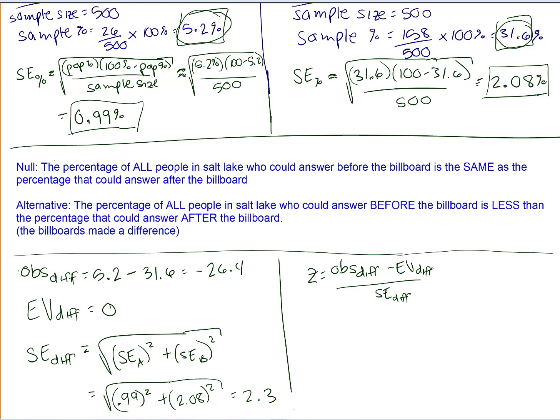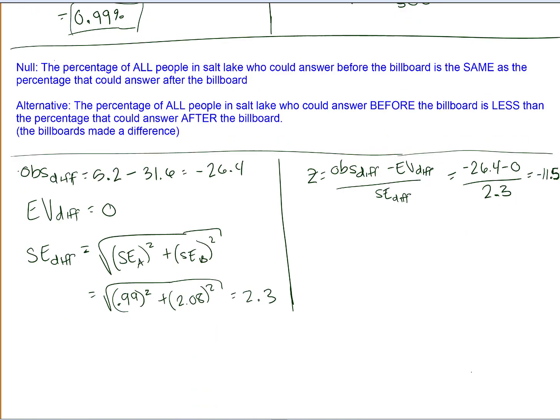Now that I've done all the preliminary work, I can come over to my test statistic of Z. It's equal to my observed difference, so negative 26.4, minus my expected value of my difference of 0, over the standard error of my difference, which is 2.3. This gives me negative 11.5 as a z-value. Now, in case you're wondering, that is a gigantic z-value. That means I'm 11 standard errors away. This is so far off the charts that it is going to be an incredibly small p-value.